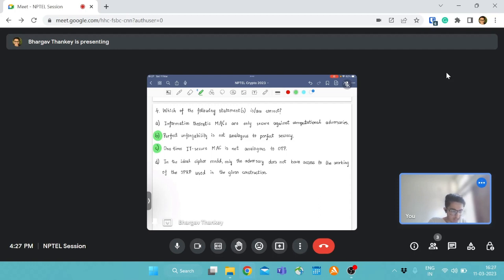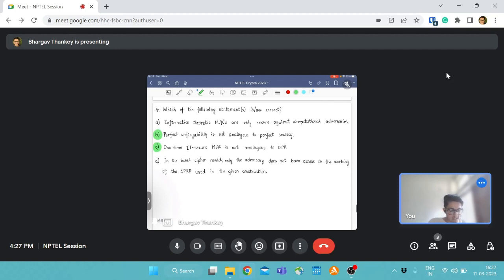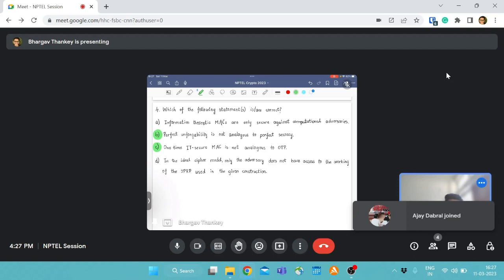And option D is, in the ideal cipher model, only the adversary does not have access to the working or code of the SPRP used in the given construction. Well, this is false because recall that in the ideal cipher model, every entity involved in the construction, or every entity involved in any security experiment, has only oracle access to the strongly pseudo-random permutation used in the construction. So option D is incorrect.